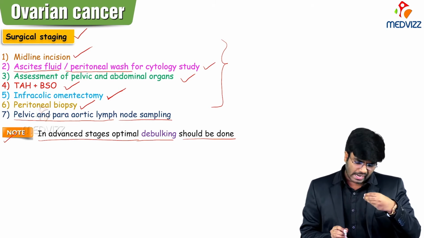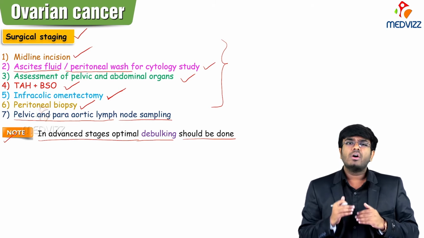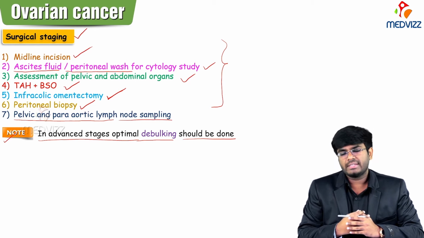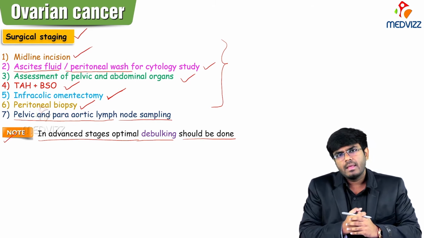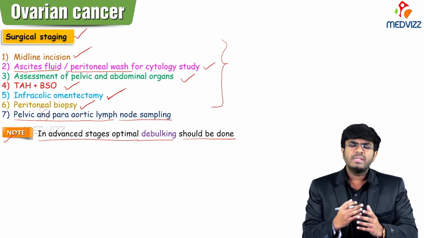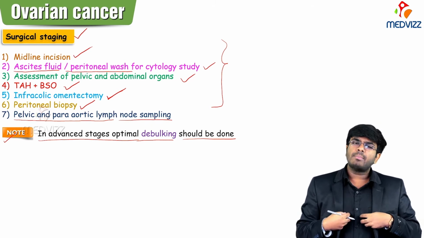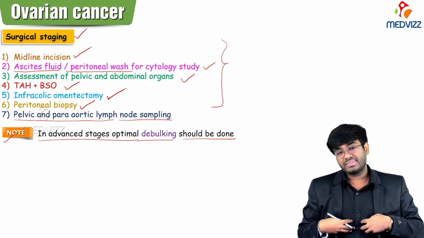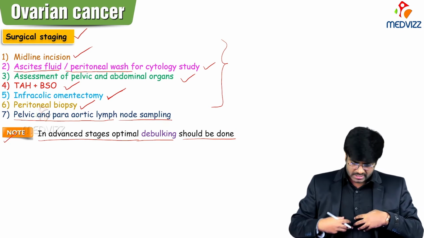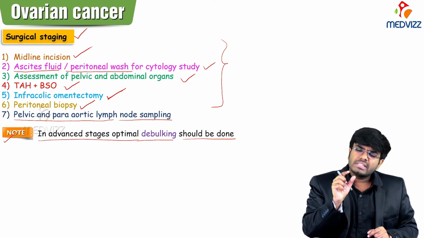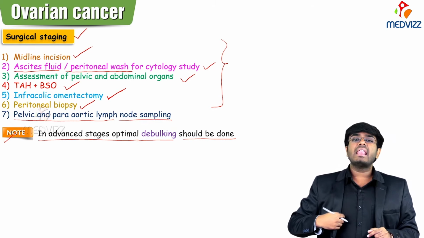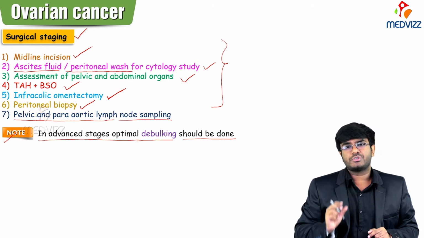See, in advanced stages, if I am talking about ovarian cancer stage 4, for example, or stage 3, it's the advanced stage of the cancer. Now, in an advanced stage, the abdominal organs are already getting affected. The liver is getting affected, for example. If the liver capsule is affected, I have to remove that part of the tumor which is affecting the liver along with some normal liver tissue.